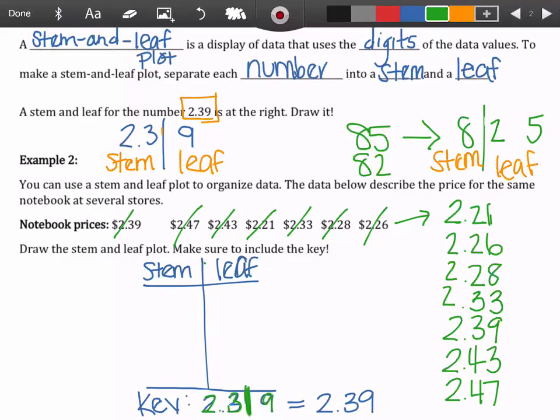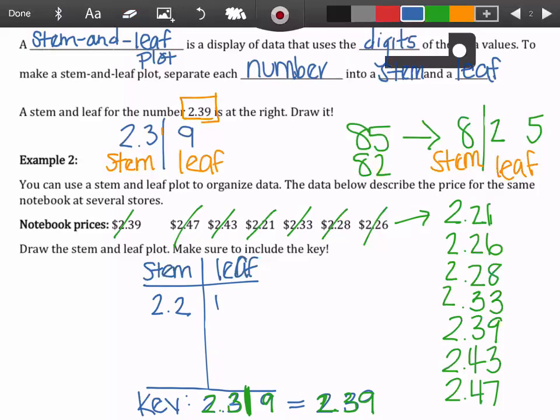We want to make sure this line doesn't look like a 1. So it is a line breaking up the stem and the leaf. But this will allow somebody else reading our stem and leaf plot to know how to read it, what these different values are. So 2.21, we're going to write as 2.2, that's our stem, and then 1. So we wrote that on our stem and leaf plot. We're done with 2.21.